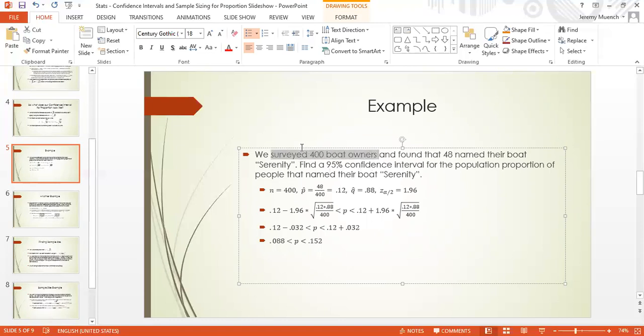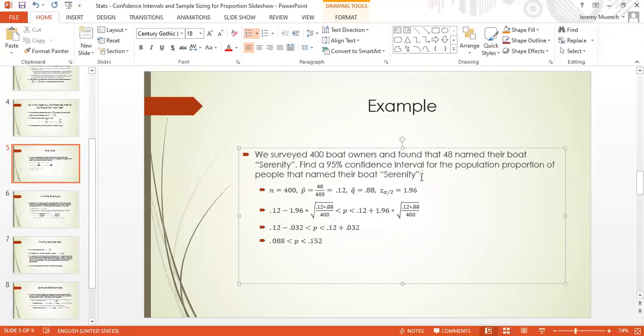Well, we found that of these 400 boat owners, 48 named their boat Serenity. So that tells us what p hat is: it's the 48 that have what we want over the total sample size. So 48 over 400, which is 0.12. If p hat is 0.12, q hat is 0.88, by definition, because q hat is always 1 minus p hat. Finally, this is a 95% confidence interval. A 95% confidence interval, if it's z anyway, will always have a z sub alpha over 2 of 1.96. You'll always use 1.96 for z.